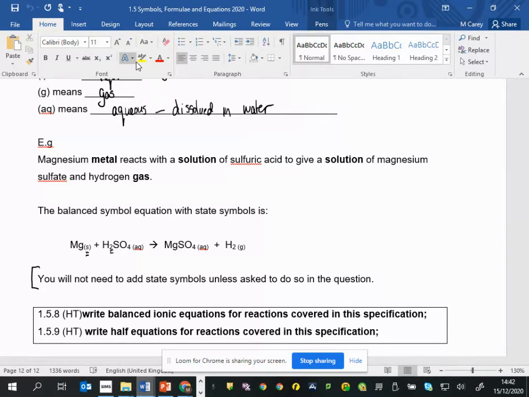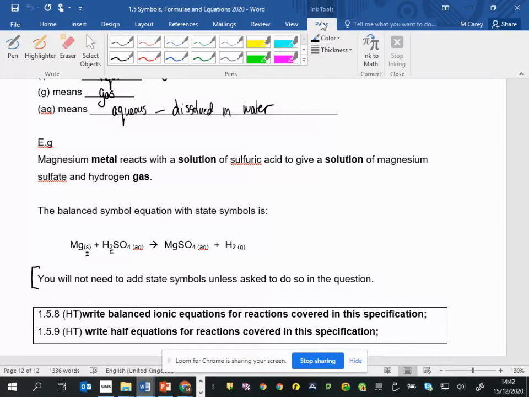And just note what I told the others here, the people in class today, is that you do not need to put state symbols in unless you're asked. Okay, so just watch out for that. That's not expected unless you're asked to do so, and they would have to give you enough information to do that. Right? You're not expected to know what substances are always dissolved or whatever. Although it is on the back of the data leaflet if you remember how to use that.